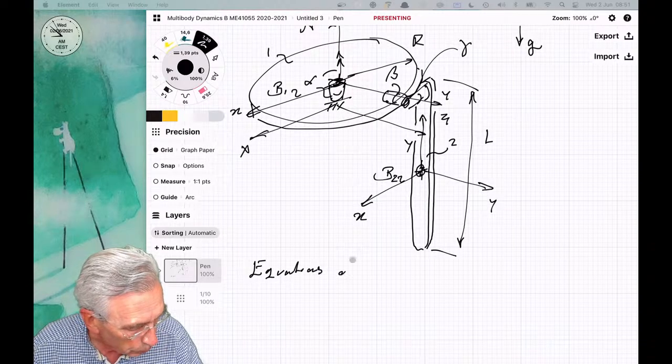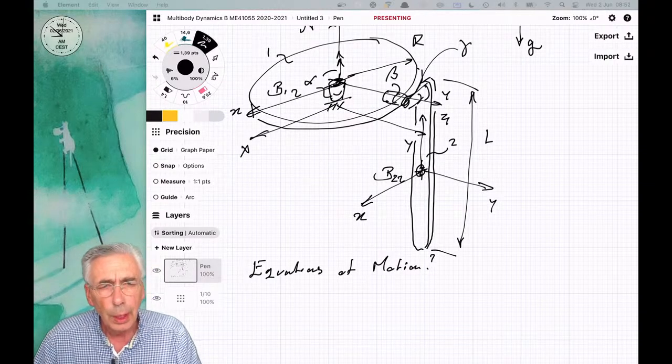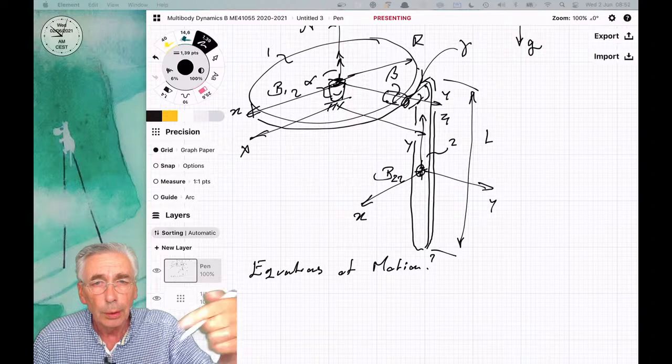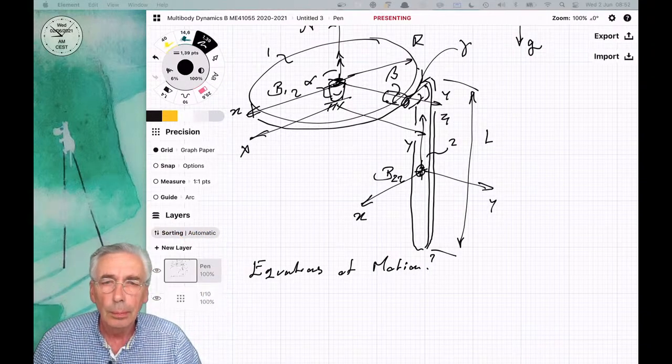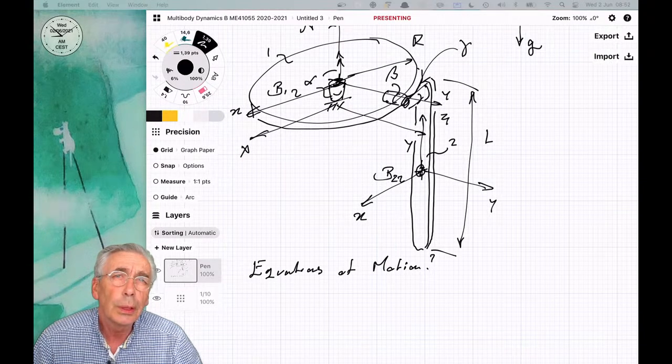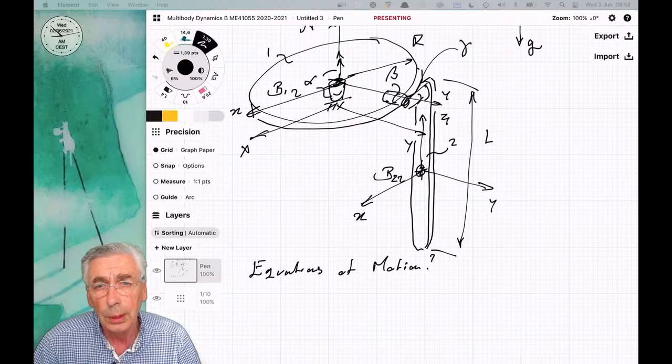Equations of motion. So how do we derive those? Unfortunately, in this course, I gave you a number of tools to do that, meaning that you have to make a choice.